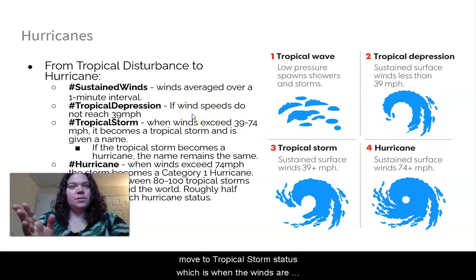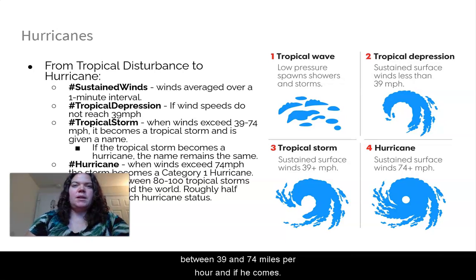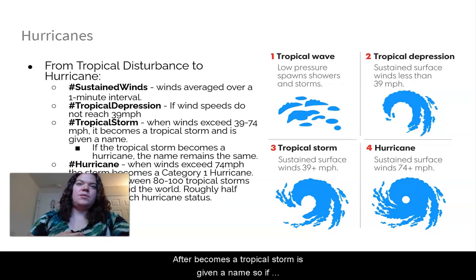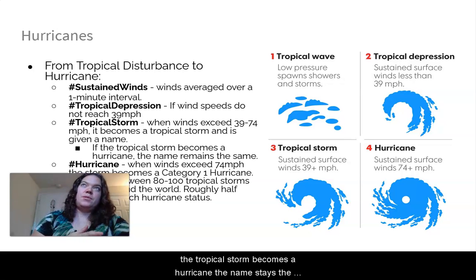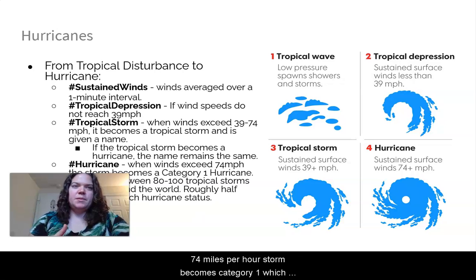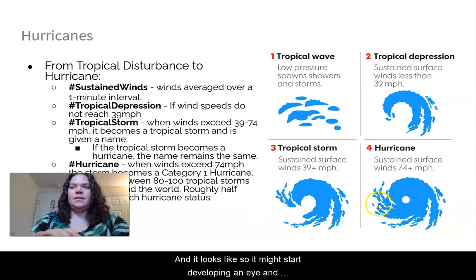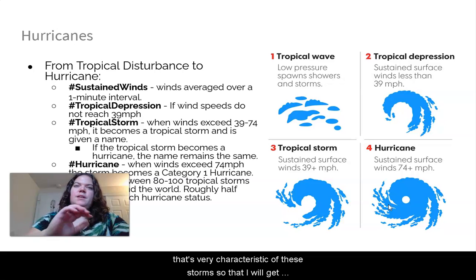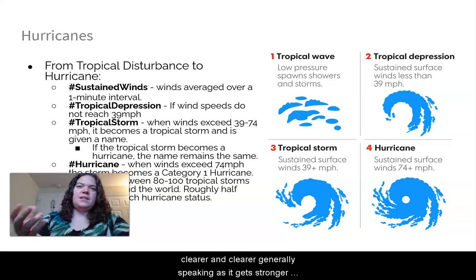Then it will move to tropical storm status, which is when the winds are between 39 and 74 miles per hour. After it becomes a tropical storm, it's given a name. If the tropical storm becomes a hurricane, the name stays the same. Here's what it looks like, right? A little bit more organized as well. And then as it moves into a hurricane, the winds exceed 74 miles per hour. The storm becomes category 1, which we'll talk about in a minute. And it looks like so. It might start developing an eye, and that's very characteristic of these storms. So the eye will get clearer and clearer, generally speaking, as it gets stronger.